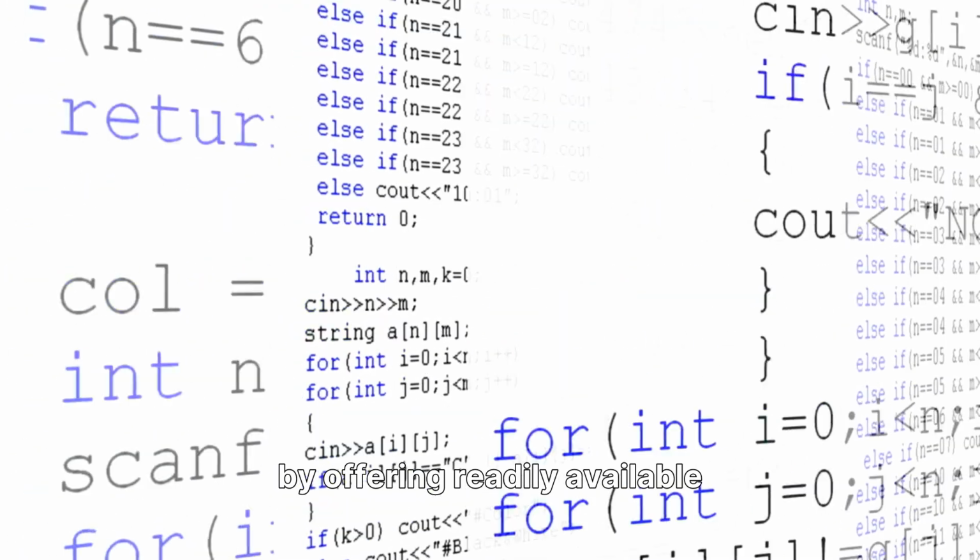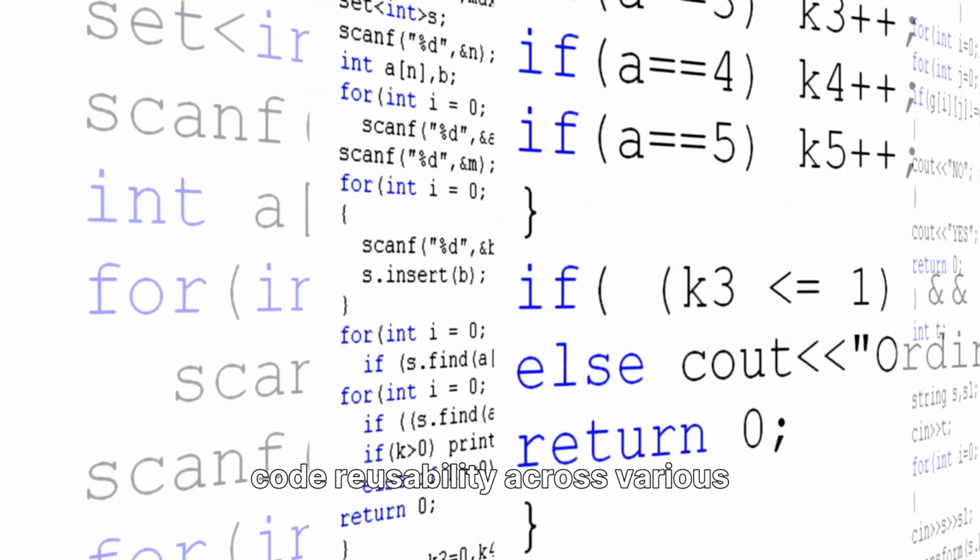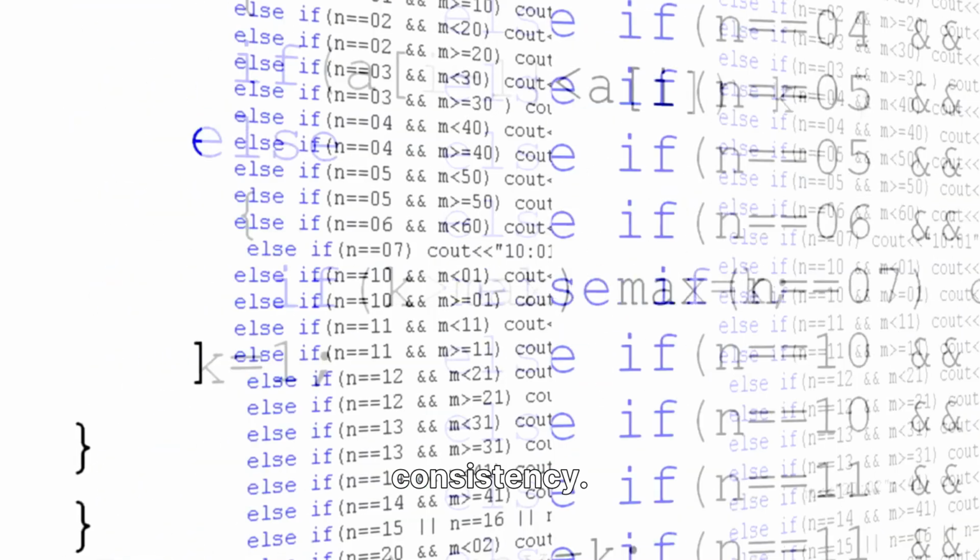Utility classes are incredibly useful for encapsulating common, reusable functionalities that inherently do not require or modify an object state. They provide immense convenience by offering readily available methods and significantly promote code reusability across various parts of your application, reducing duplication and improving consistency.